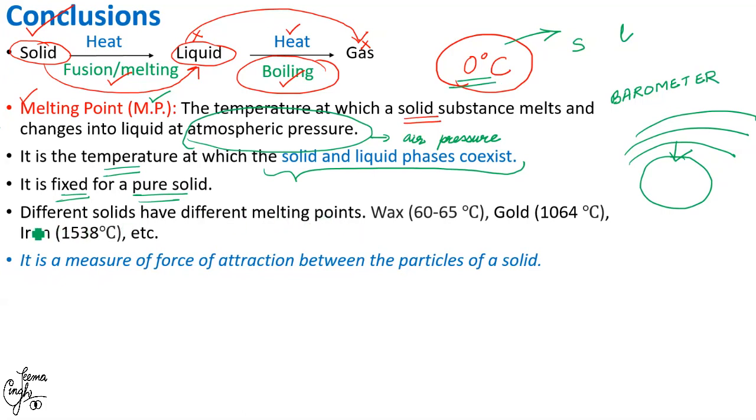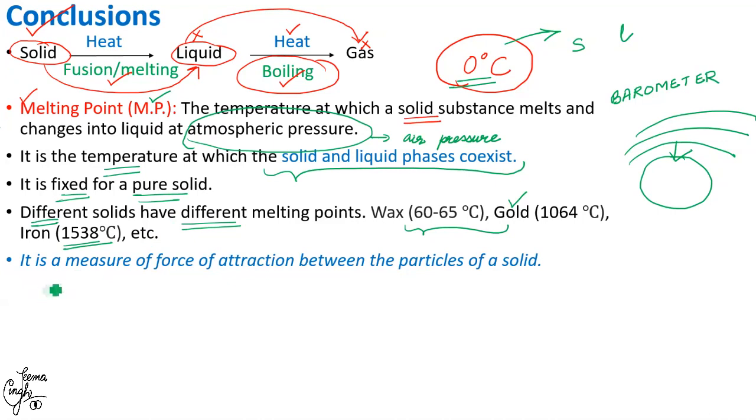The next point is different solids have different melting points. For example, wax has a melting point between 60 to 65 degrees Celsius depending on the type of wax. The melting point of pure gold is 1064 degrees Celsius, whereas iron melts at a temperature of 1538 degrees Celsius. Don't worry, you don't have to learn these values. They're only for your extra additional knowledge.